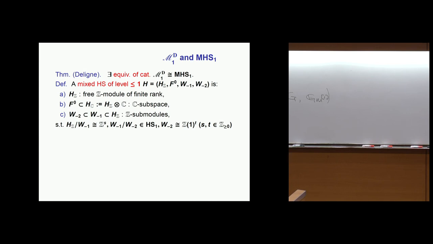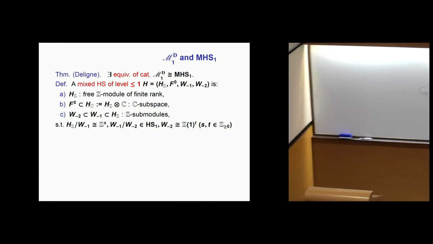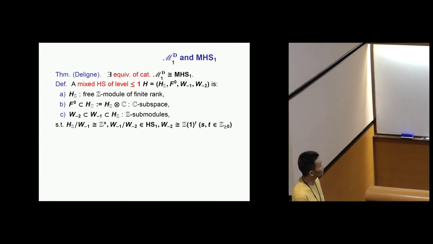And for the others, the weight zero part is just a free abelian group of finite rank, and the weight minus two part is a direct sum of Tate twists. And in this equivalence, remember the picture: remember that the Deligne 1-motif consists of abelian varieties, free abelian groups and G_m. This middle part encodes the information from abelian varieties, and this is the free abelian group part, and this is the G_m part.